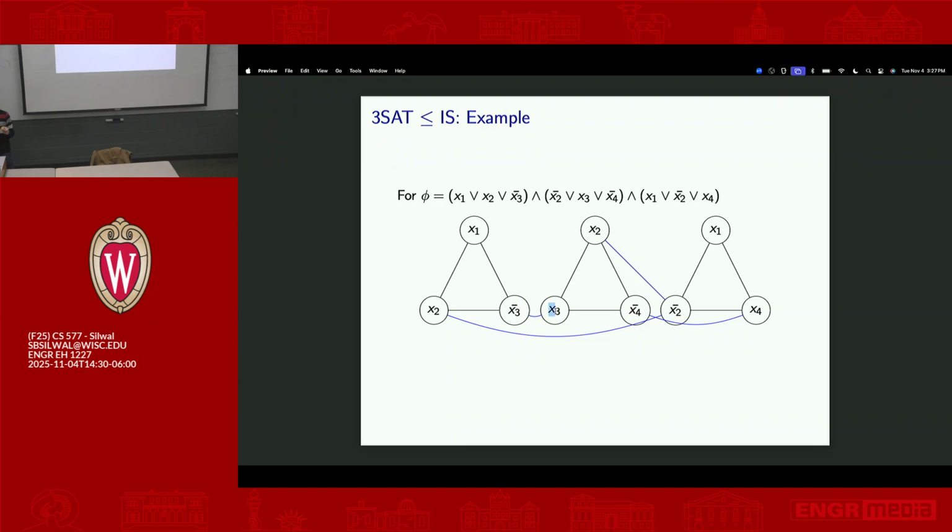If I ended up picking this one, x3 will be 2, right? I cannot pick both of them. That would not be an independent set. And also, I cannot pick 2 things in a triangle, right? And if I ask for an independent set of size k, where k is the number of clauses, then I have to pick something in every triangle. And that's corresponding to the fact that I'll pick something in every clause to be true.